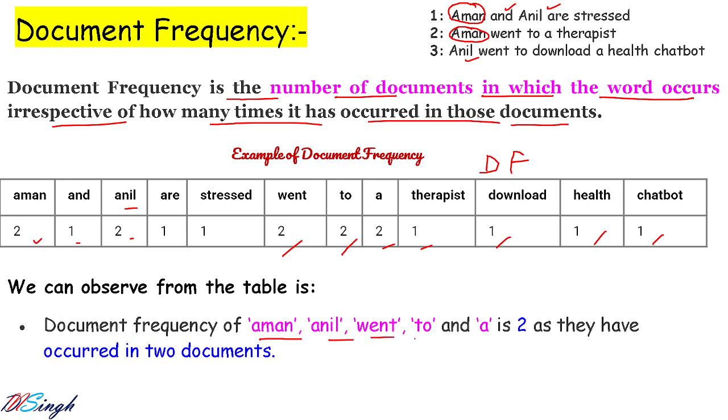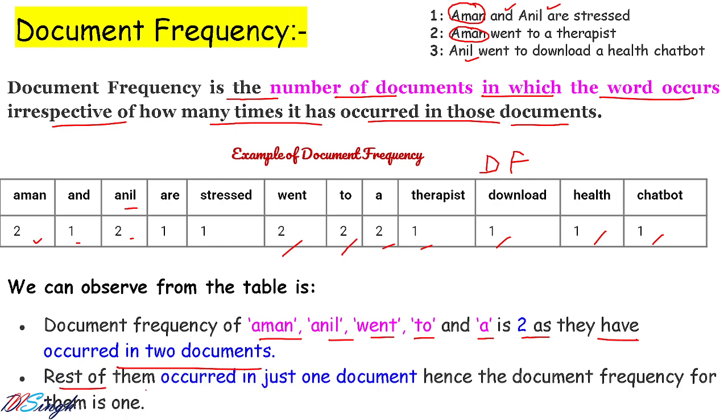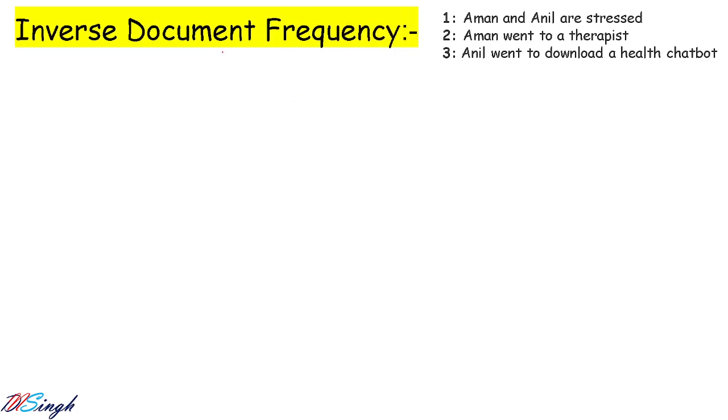After creating this table, we can observe from the table that the document frequency for Aman, Anil, went, to, a is 2, as they have occurred in 2 documents. The rest of them occurred in just 1 document, hence their document frequency is just 1. So the rest of the words are only appearing in 1 document, that's why they have document frequency as 1. Once you have created this table for the document frequency, and we have created the term frequency table previously, which is the same as the document vector table, now our job is to calculate the inverse document frequency.